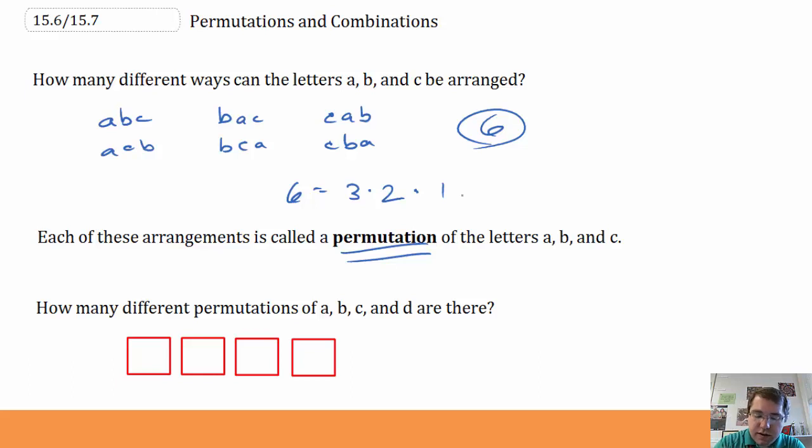So when I've got 4 letters, I've got 4 options for the first letter. Once I pick that, I've only got 3 options left for the second letter. Once I pick that, I've only got 2 options left for the third letter. And once those 3 letters are all picked, I've only got 1 option for that last letter. So just like we learned the other day, all I have to do is multiply these numbers. 4 times 3 is 12, times 2 is 24, times 1 is 24. There are 24 different permutations of those 4 letters. Am I going to write them all out? No thanks.